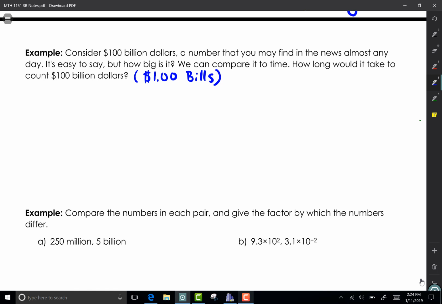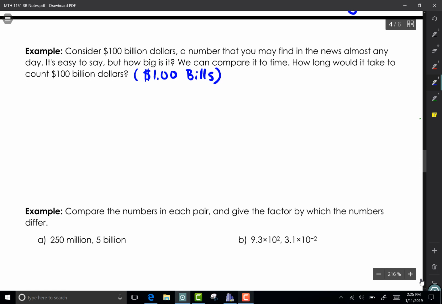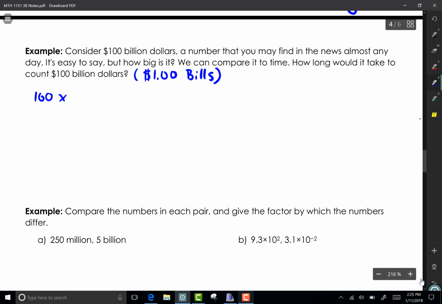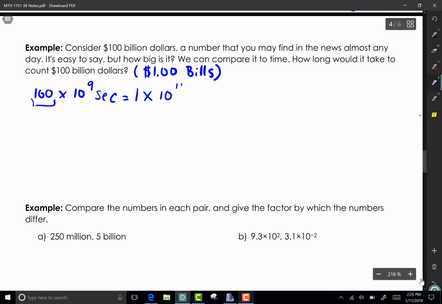So if we imagine that it takes about 1 second to count each bill, we can start by saying it would take, for $100 billion, 100 billion seconds because it's a second per dollar. And so 100 billion would be 100 times 10 to the 9th, because 10 to the 9th is billions, but that's not quite in scientific notation, because remember, in scientific notation, the number in front needs to be a number between 1 and 10. So I'm going to rewrite this as 1 times 10 to the 11th, because I'm going to move it over 2 more places so I can write it in official scientific notation. So that's 1 times 10 to the 11th seconds.